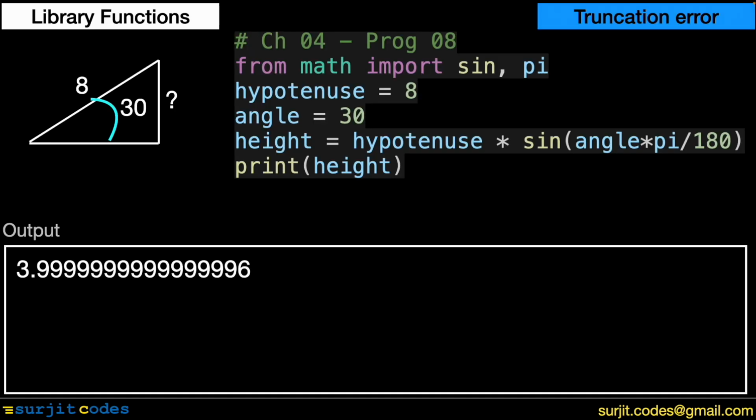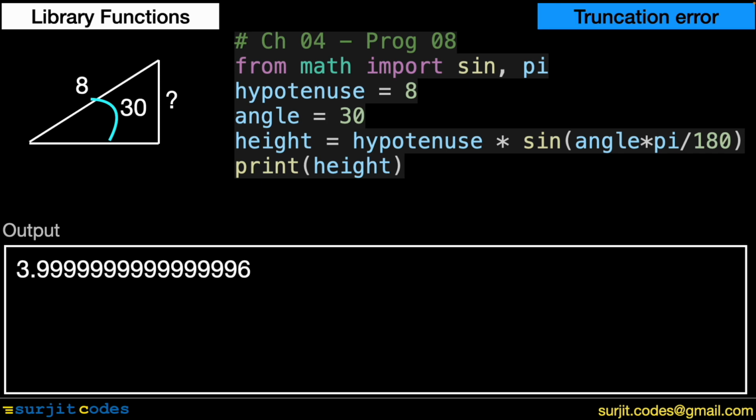This program finds height of this triangle whose hypotenuse is 8 and the angle is 30 degrees. We have the trigonometric function sine in the math library for this purpose, but it takes angle in radians. So we multiply angle with pi by 180 and then take its sine.